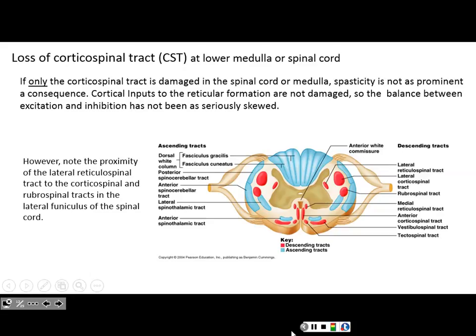But you have to remember what's lying very close in the spinal cord: the lateral reticulospinal tract and the rubospinal tract. So you can also damage those in a lesion of this area of the cord. So it's not true that you will never see spasticity. It depends on how much damage you get in here, because they're all coming down pretty much together.